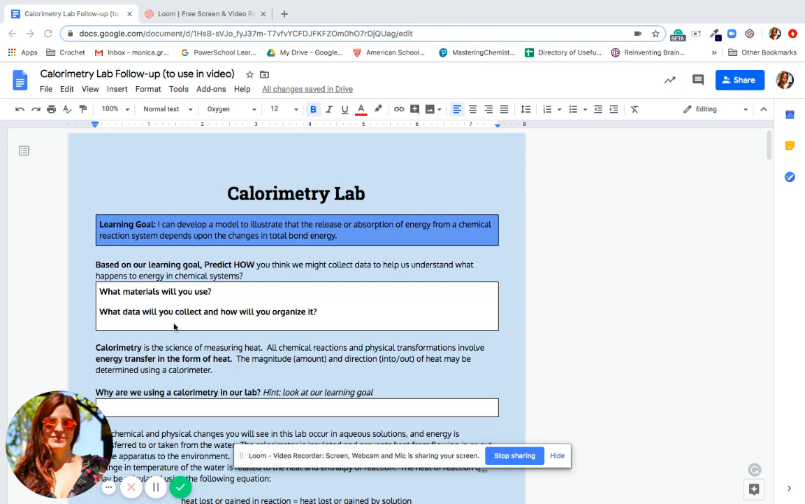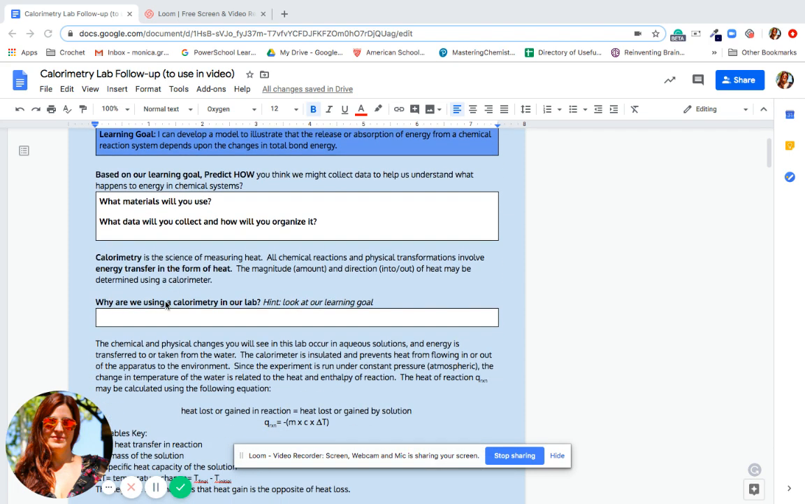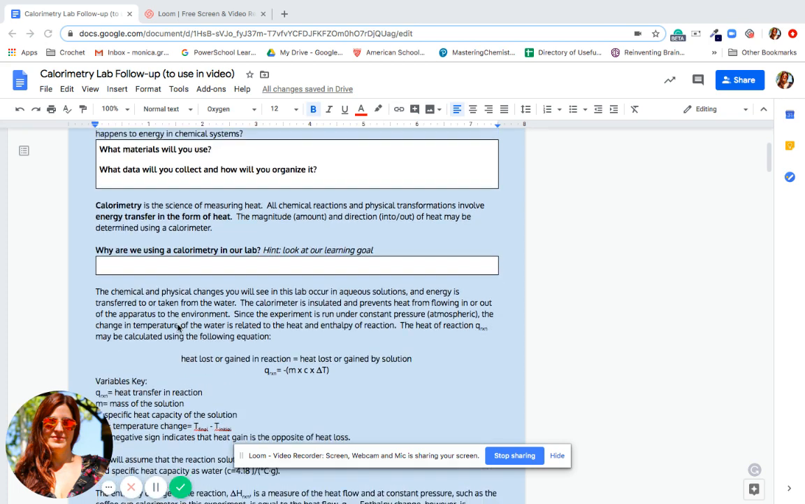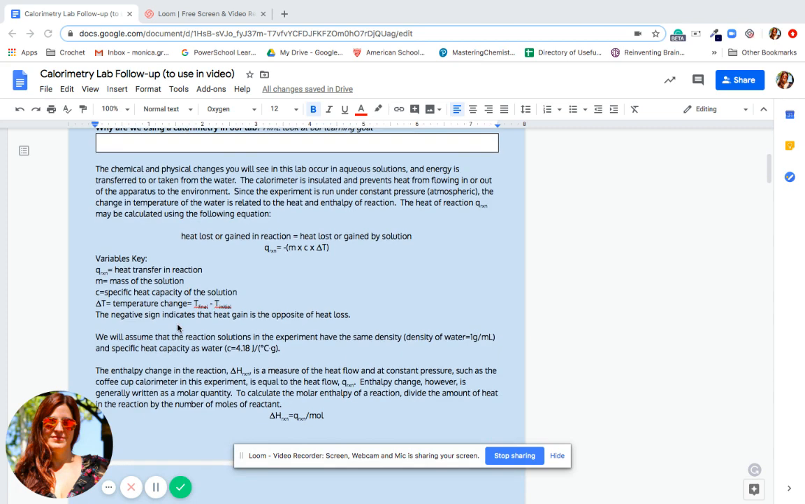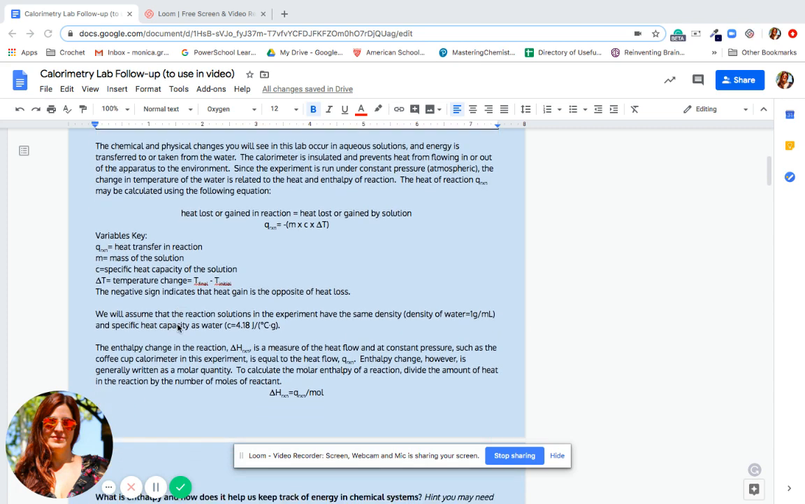You can do these predictions on your own. You can do the research of calorimetry to answer this question. I think that's easy. We're going to focus our attention now on explaining the equation for the heat of reaction.